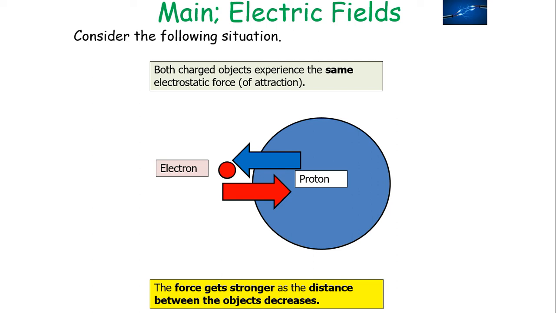Now, just to clarify, the force gets stronger as the distance between the objects decreases, because if you think about it, more of the field is overlapping, and also the higher field strength parts of the field will be overlapping more because they're closer together. So that's a very important idea. When two charged objects are closer together, they experience a greater electrostatic force. If they're further away from each other, they will experience a smaller electrostatic force of attraction or repulsion.